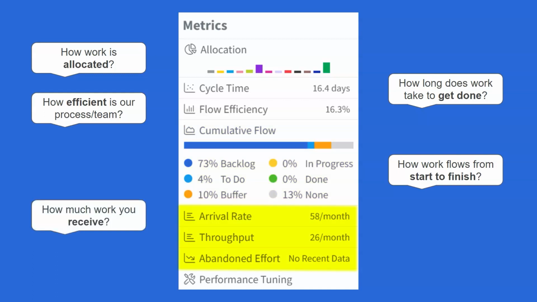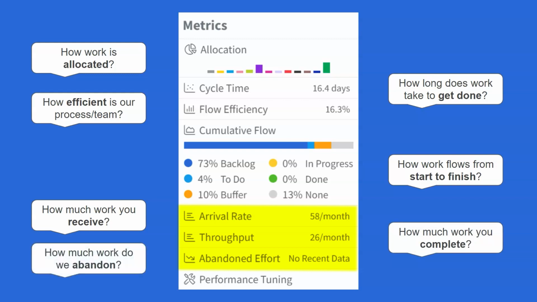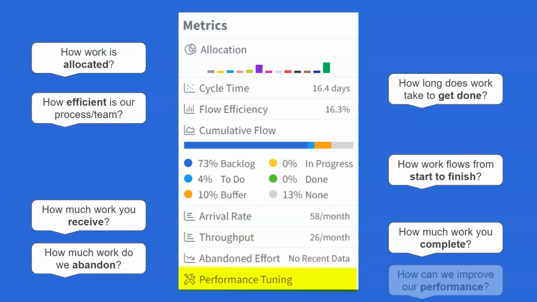The next three are all connected. So the first one is around how much work we receive versus how much work we complete, which is your throughput, and how much work we abandon. Luckily here, it says no recent data because I haven't abandoned any work in this time period. And lastly, the big one, performance tuning. So this is the one where you can actually continuously find ways to keep improving your process and getting better. So let's dive deeper into these metrics.